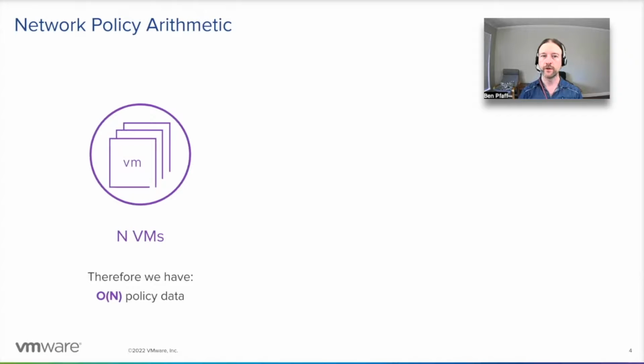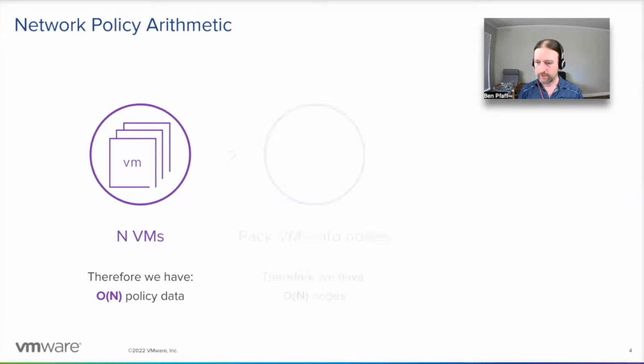So let's start out by saying that we've got n VMs. They could actually be containers. Like I said, it just doesn't matter for this purpose. So since we've got n VMs, we've also got a big O of n policy data, since we need at least some data for each of the VMs. At the very least, you need the VM's Ethernet and IP address, and the information on what server is hosting that VM and where to find that server that's hosting it.